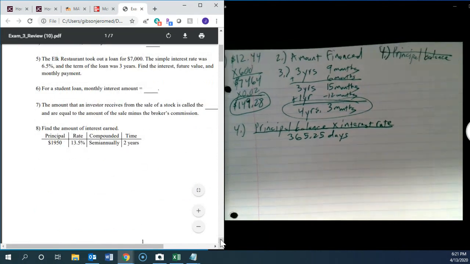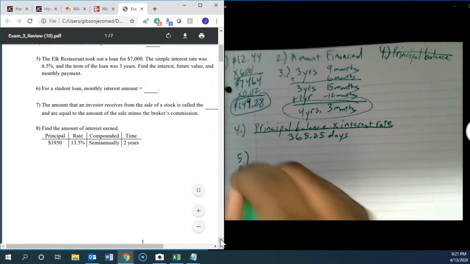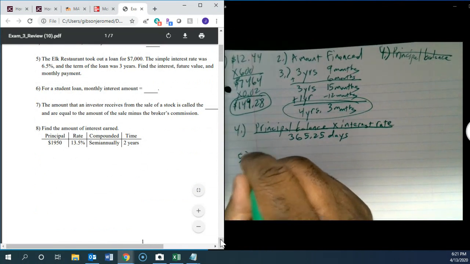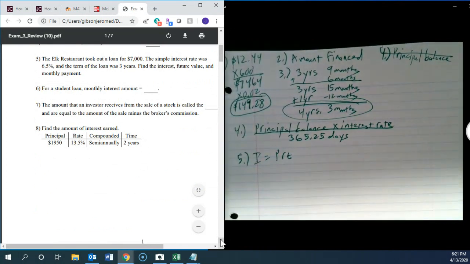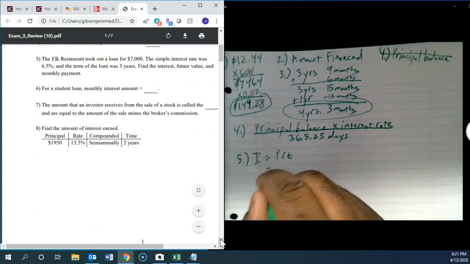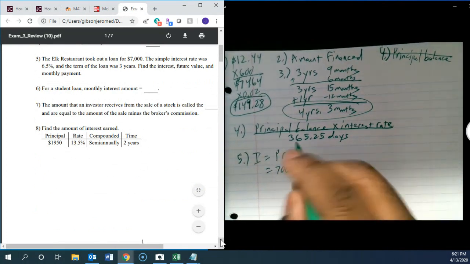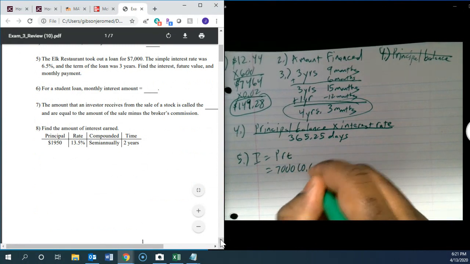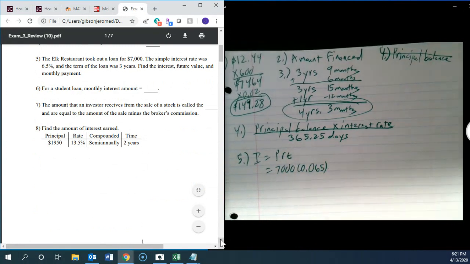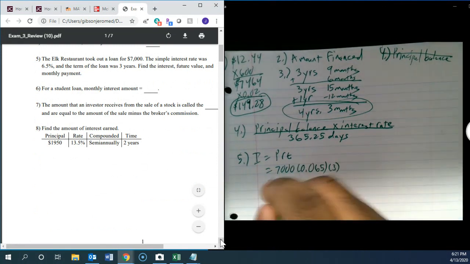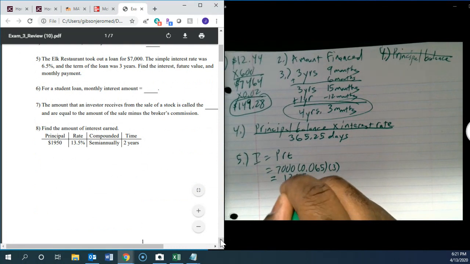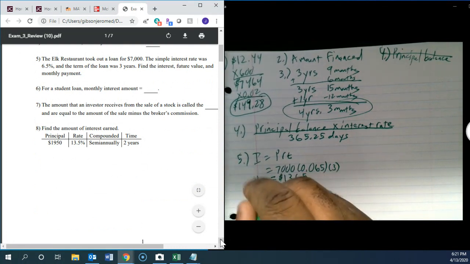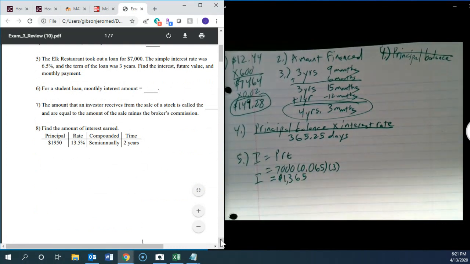So if we look here at number 5, first they want us to find the interest. We know the interest is equal to principal times rate times time. So the principal here is 7,000. The rate is 0.065, which is 6.5%, and the time is 3 years. So when we multiply all of that out, that'll give us $1,365. That will be our interest.